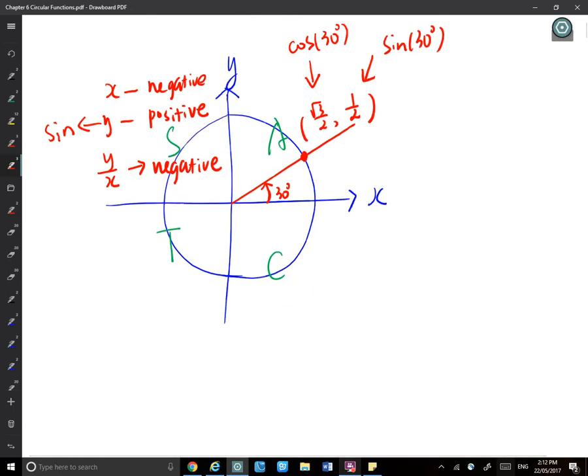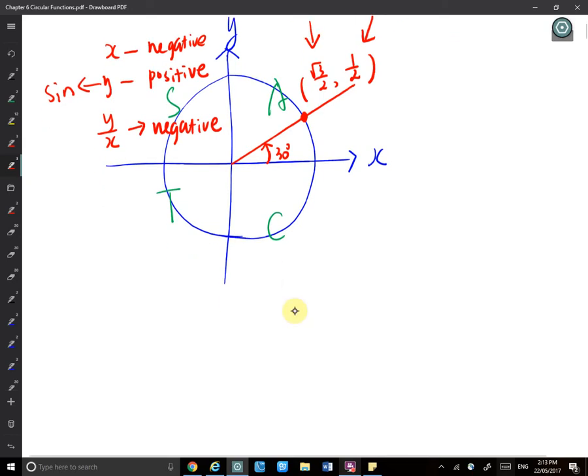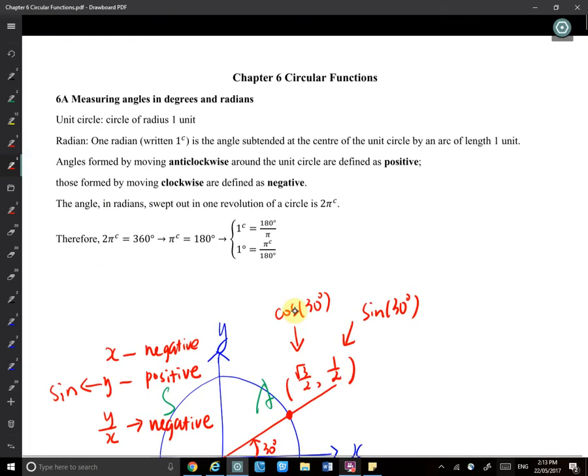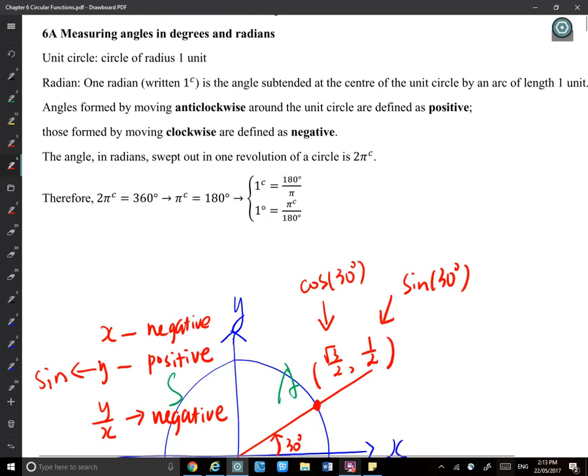The same idea applies to the third quadrant. Both x and y are negative, so the cosine and sine values are negative. But the tangent will be y over x, which is positive. So tan will be the only positive value in the third quadrant. In the fourth quadrant, x is positive and y is negative. Therefore, cos is positive, sine is negative, and tangent will be negative. That's the fourth quadrant. Okay, so that's the unit circle.